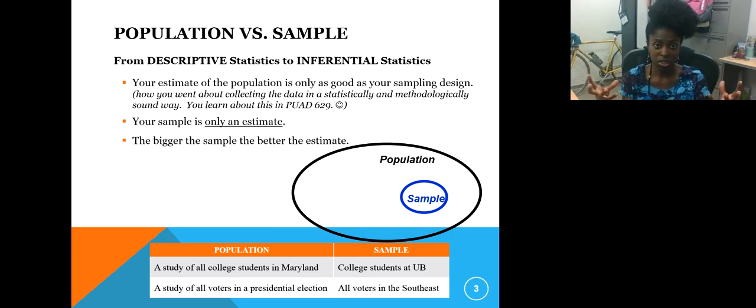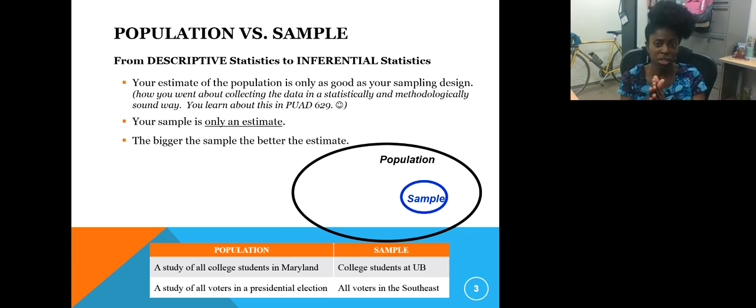of our population. Because a sample is an estimate, and the bigger the sample, obviously, the better the estimate. The bigger your sample of a population, if you get 50% of the population, you have a better estimate of the population than if you get 25% of the population, right? If you get 100 people, you might not have the best sample compared to a sample of 1,000 people, right? So that's what that last bullet is essentially telling us.